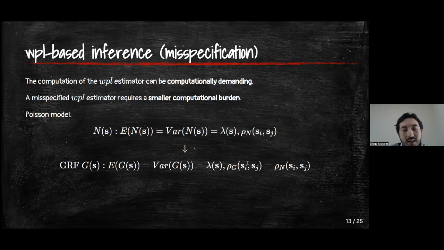But it is the correlation function of the Poisson random field. So with that, we can misspecify the Gaussian random field, and we can have a smaller computational burden for the estimation step.